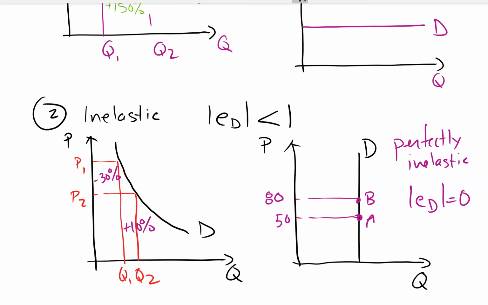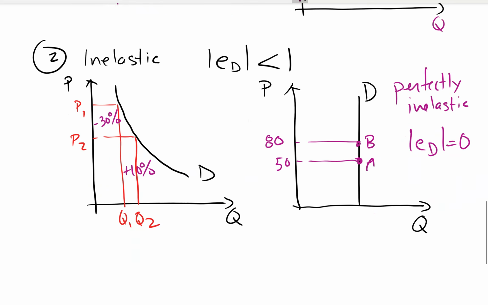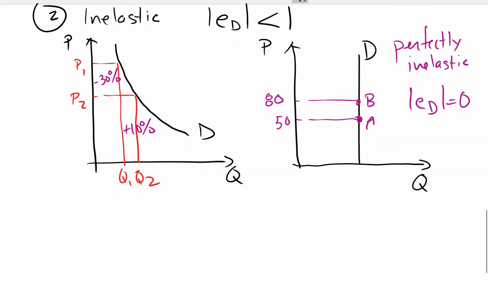So inelastic means you're not sensitive to the price. When the price changes a lot, you don't change your behavior much. Now, in the case of the price going down, you don't run out and buy like crazy, but also in the case of the price going up, you also don't reduce very much, and that's inelastic. And then perfectly inelastic is the extreme case of that.